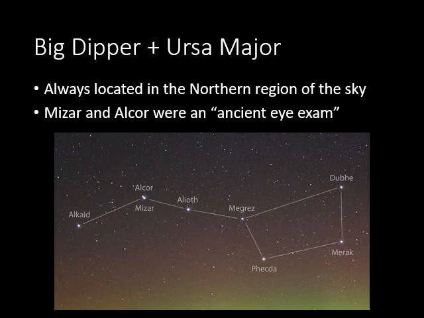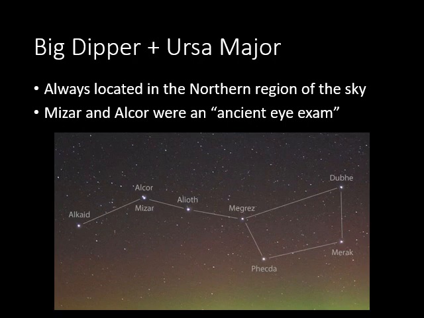Now, what's additionally neat about Mizar and Alcor is that they were actually used as an ancient eye exam. People would go outside, they would look for Mizar and Alcor, and see if they were able to distinguish those 2 stars individually in the sky. If you can tell that there's 2 stars in the handle of the Big Dipper there, then you have 20/20 vision or better. If you can't, then your vision is unfortunately not 20/20.